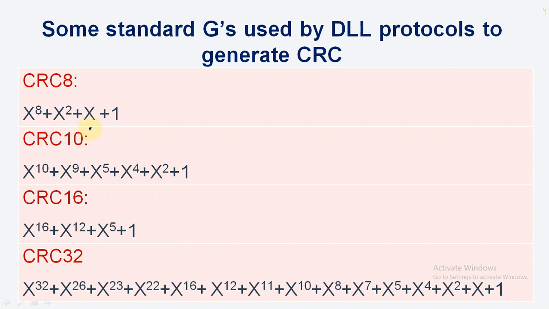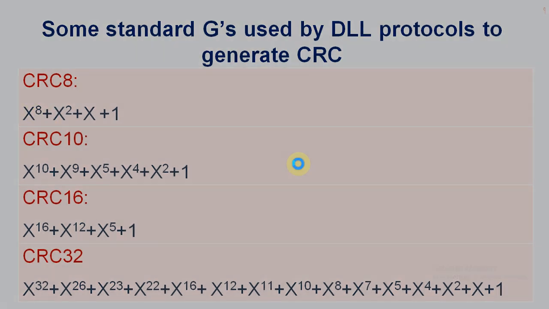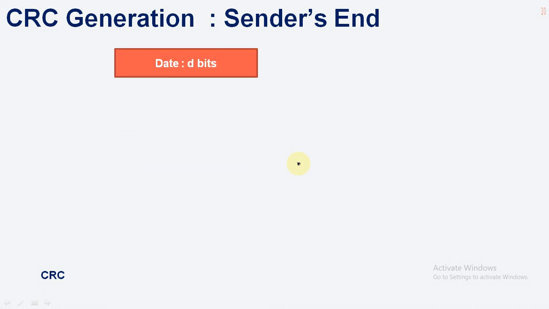This is because the number of bits over here is equal to r plus 1, that is 8 plus 1, here it is 10 plus 1, this is 16 plus 1, 32 plus 1. The data bits are to be appended with a number of zeros equal to the degree of the divisor polynomial, degree of G. Now we will take an example.